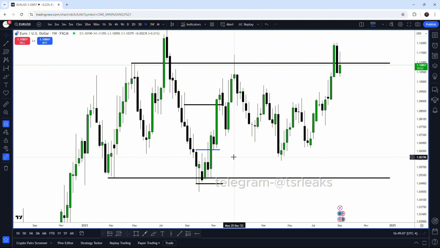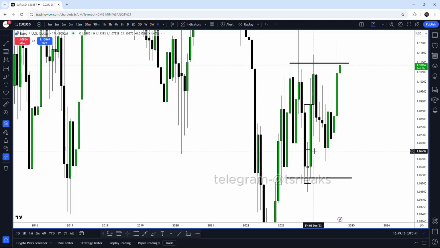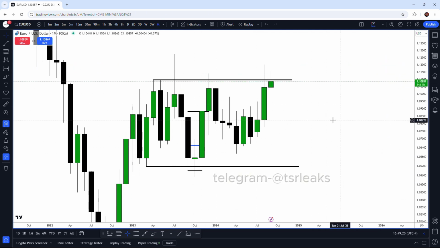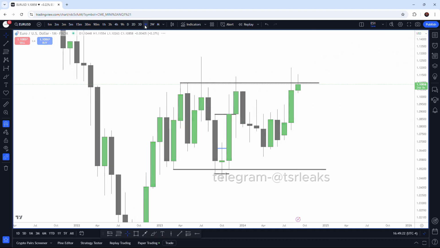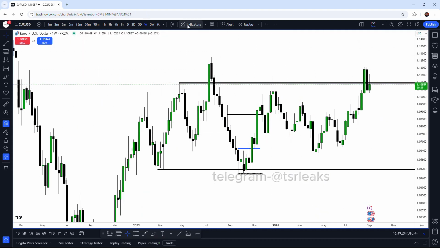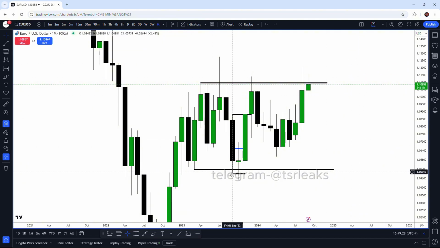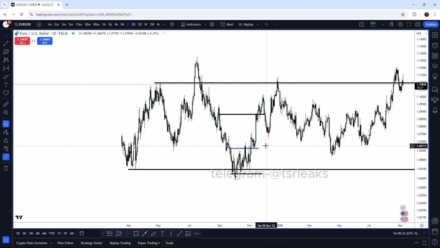CRT is bias. So as Romeo has been saying, CRT is bias all over his Twitter, all over his Telegram. Using CRT from a monthly time frame, we can now look for a trade on the lower time frames. So if you are looking at a CRT on a monthly, you would find your order block on a daily time frame.